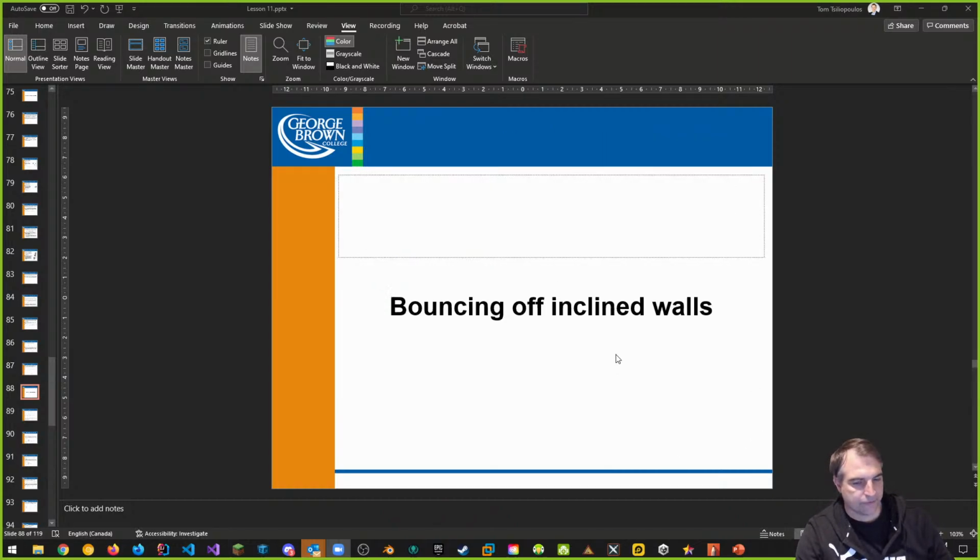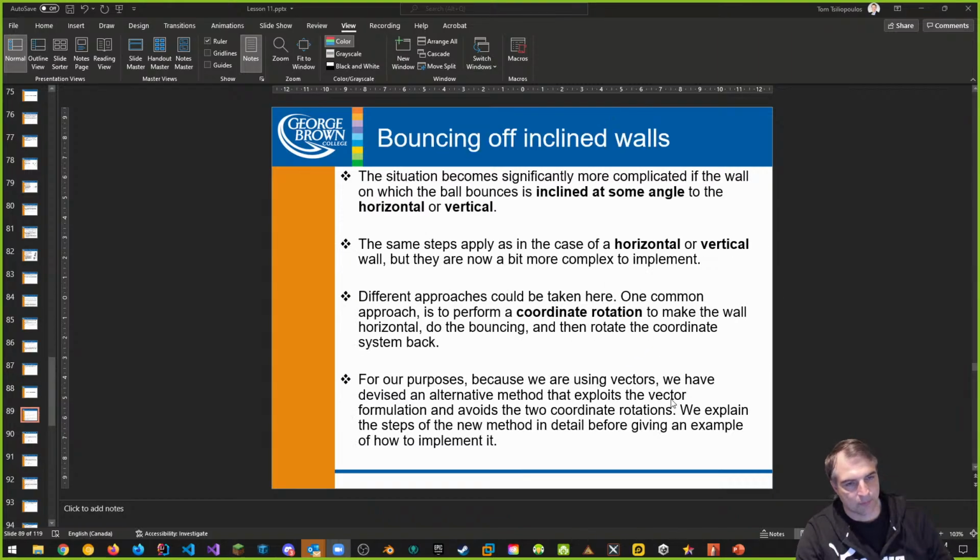What about if you're bouncing off inclined walls? Now that's a different problem to solve. This is significantly more complex than if the ball bounces off an inclined surface of some kind. If it's inclined at some angle to the horizontal or vertical axis, the world axis we're talking about, the same steps apply, but they are now a bit more complex to implement. So different approaches can be taken here.